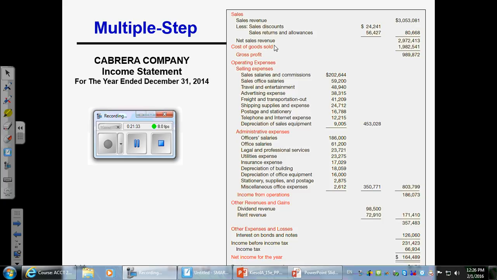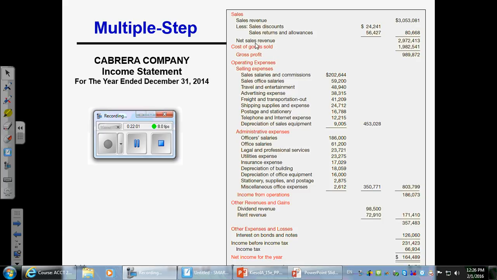Beginning inventory plus purchases plus freight in less purchase discounts less purchase returns and allowances will give me what? Available for sale, less ending inventory is cost of goods sold. You guys all know this, of course, right? Be able to do it. Okay? It's automatic. So anyway, this gives an example.